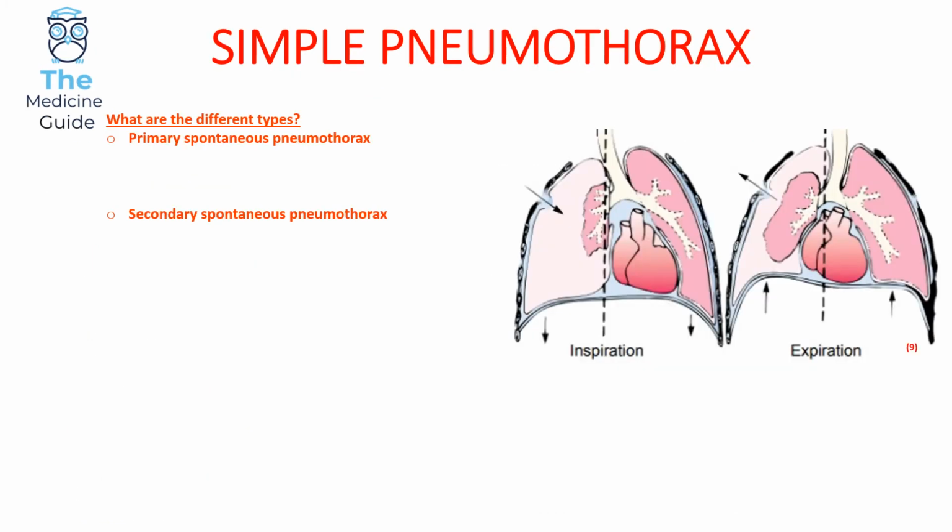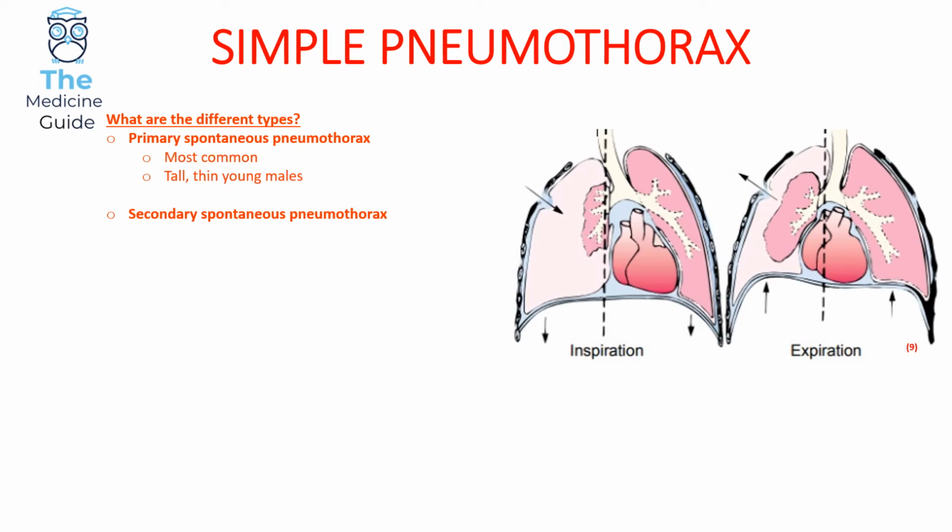So now let's look at a pneumothorax, and in particular we're going to be looking at a simple pneumothorax. A simple pneumothorax is where air enters the pleural cavity during inspiration and the air will exit the pleural cavity during expiration. And if you have a look at the diagram on the far right hand side, hopefully you can appreciate that.